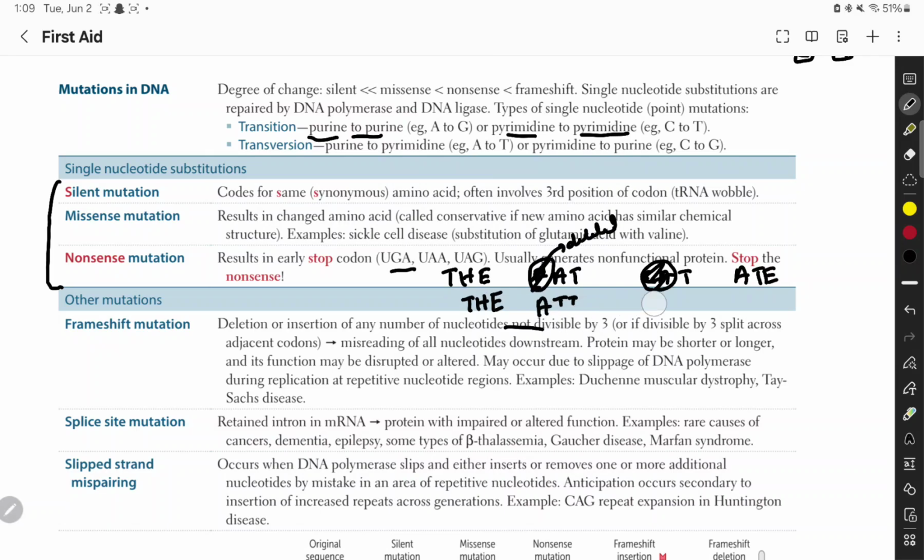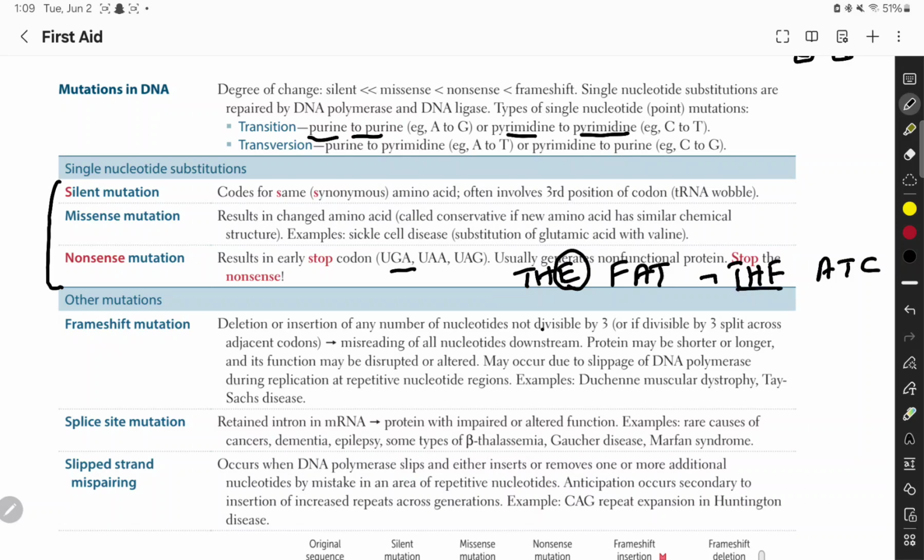For example, DNA polymerase was reading this, okay, so it missed this. So now it is reading like this. So this could also be the case. The examples of this would be Duchenne muscular dystrophy and Tay-Sachs disease.